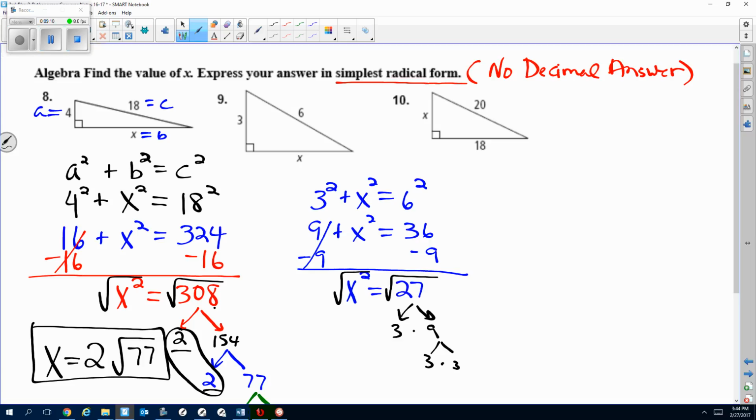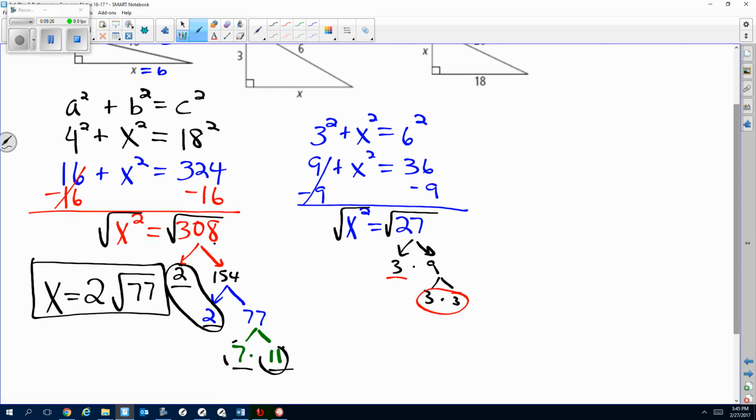And we're trying to circle groups of 2, a pair. Here's one pair. And then what's not circled is what stays inside the radical. So really, my x is going to end up being one pair of 3 came out, so I just write 1, 3. And what did not get circled? The 3 I have there. So here is our simplified answer.